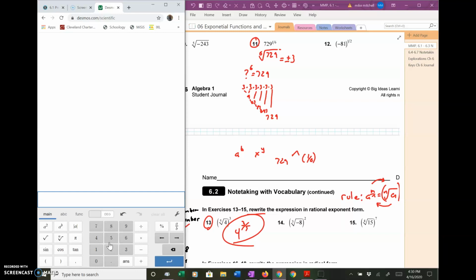So the Desmos works very intuitively on these. I'm going to do 729. That's going to be my a. I click that a to the b, and notice it puts us up on an exponent right there. Now I've got to put 1 divided by 6. I don't have to put the parentheses here, though some calculators you would have to. You can see over on this side it says equals 3. And there's our answer right there.